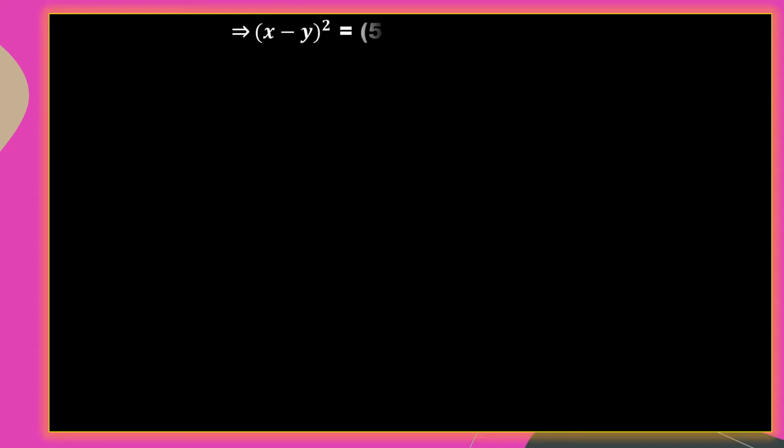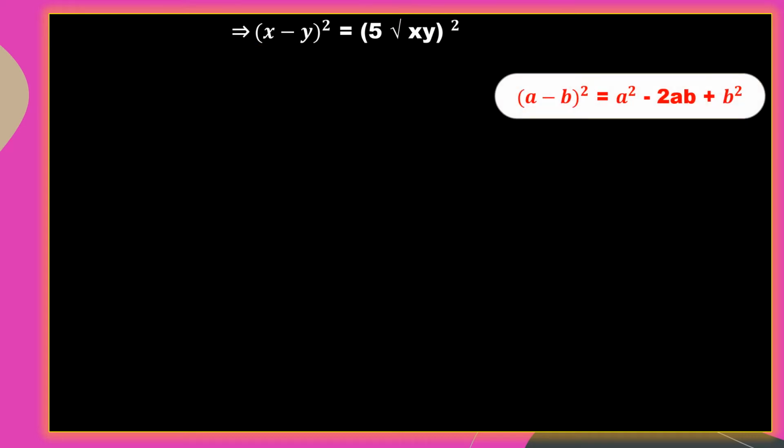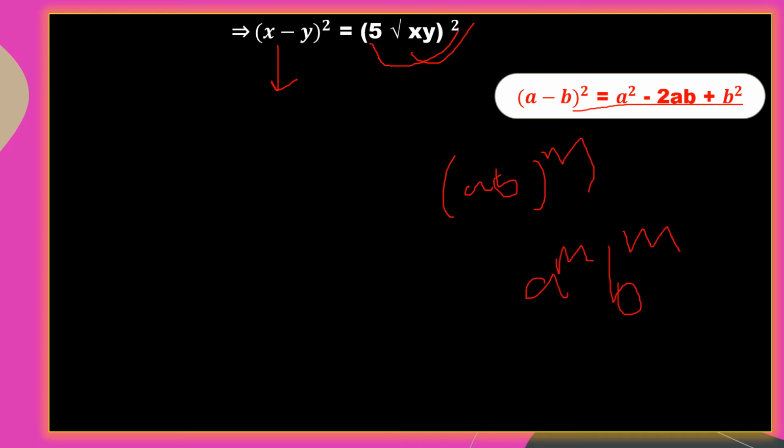So here is the same step I have taken here. x minus y whole square means you write the formula (a minus b) whole square, which equals a square minus 2ab plus b square. So derive this in this formula and give a square for both of them, because whenever it is (ab) whole power m, you should give the power to both of them, right? So a power m into b power m.